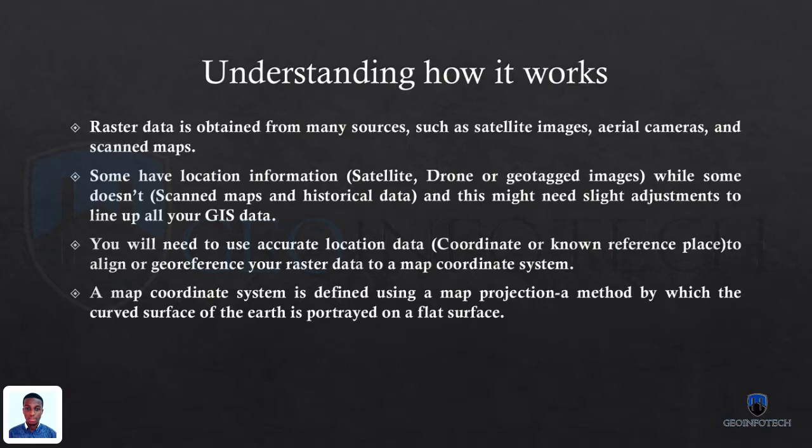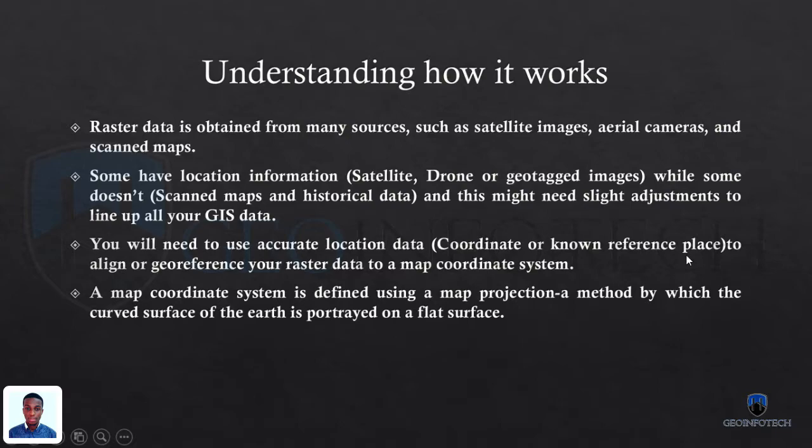So the next thing you do is you will need to use accurate location data. That means coordinates that relate to that map itself that was scanned. You need coordinates at minimum of 3 coordinates. Okay, minimum of 3 coordinates to be able to georeference your map properly. Right, you need minimum of 3 coordinates, so as to be able to place, align, or georeference your raster data to a map coordinate system. So you use those coordinates, or maybe more, like a known reference place.